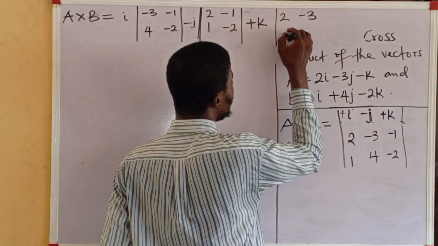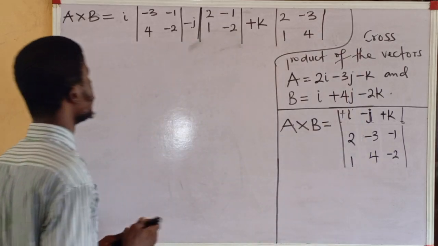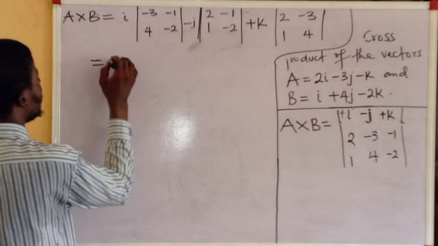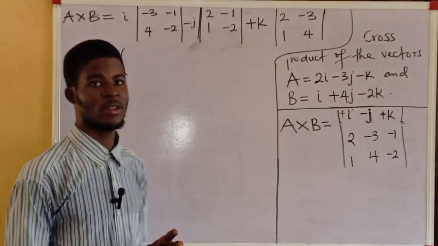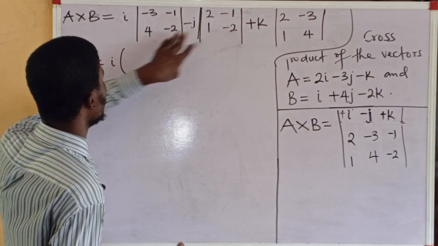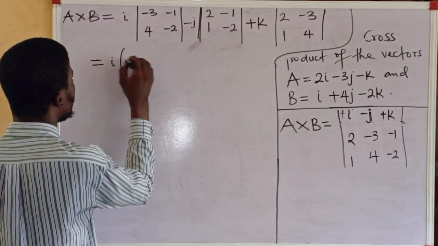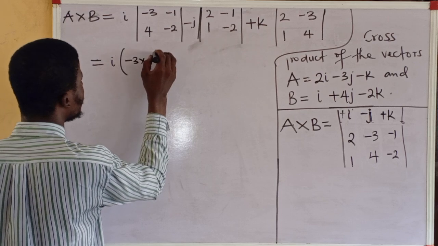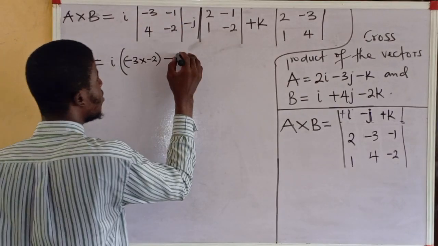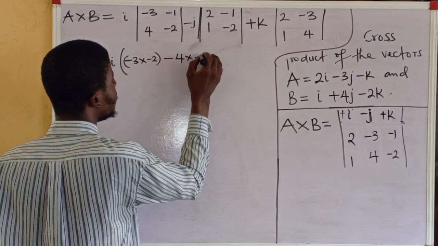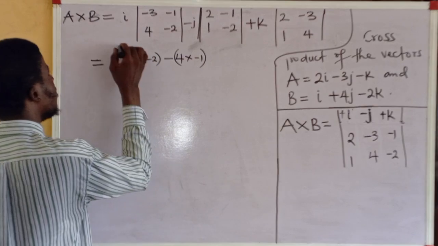2, minus 3, 1, 4. So this is it. We then have i into... how do we evaluate the determinant of a 2 by 2 matrix? To evaluate the determinant of a 2 by 2 matrix, this is it: minus 3 times minus 2, minus 4 times minus 1. Let me use a bigger bracket. Okay.